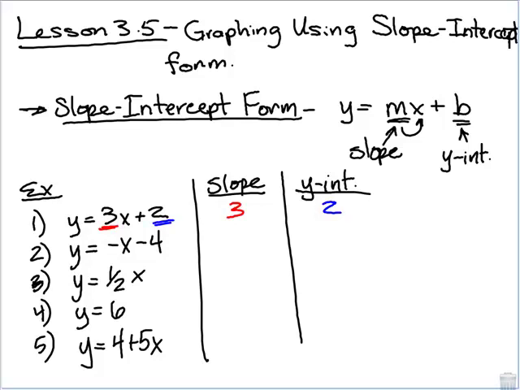Alright, back looking at what are the slopes and y-intercepts of what we have left here. The next ones might be tricky unless you remember there's really an unwritten 1 in front of the x. So on that one, the slope should have been listed as a negative 1, and the y-intercept should be listed as negative 4.